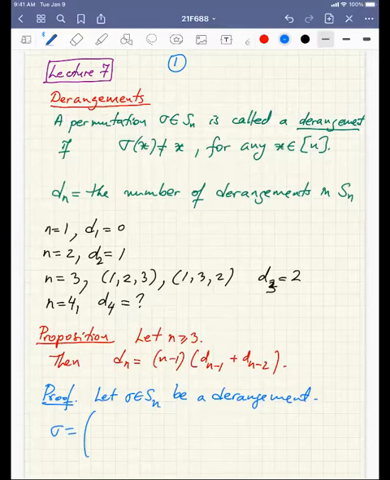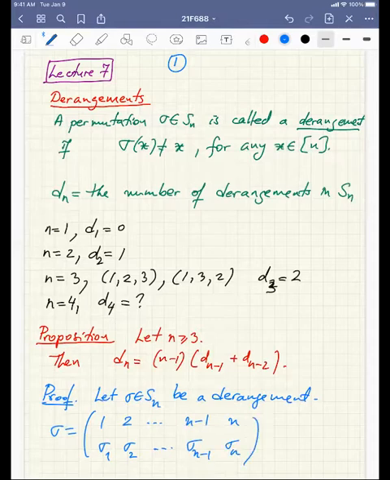And sigma, if we look at it in a two-line notation, will look something like this. Let's call the elements on the second row sigma 1, sigma 2, sigma n minus 1, sigma n. Okay. Now, because sigma is a derangement, we know that in each column we don't see the same element twice. So 1 is different from sigma 1, 2 is different from sigma 2, n minus 1 is different from sigma n minus 1, and n is different from sigma n. And we'll pick one of these entries, let's say the last one, and we'll see what happens there. Okay, so let's have our permutation again.